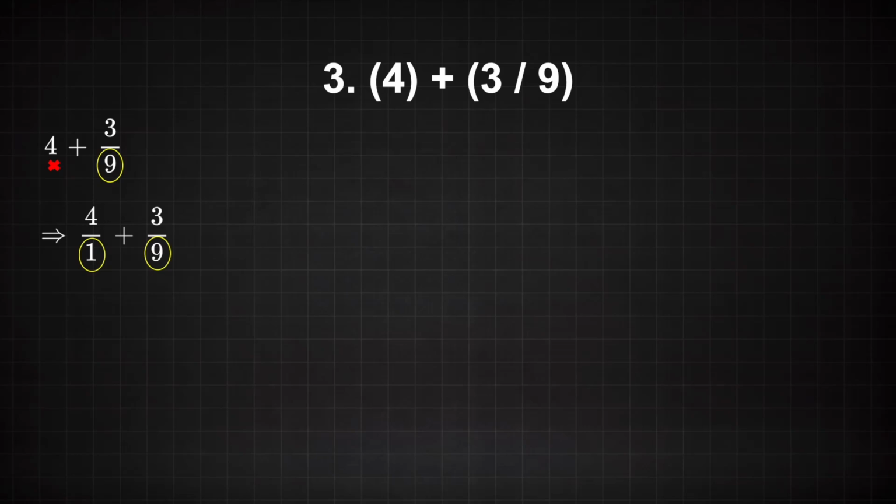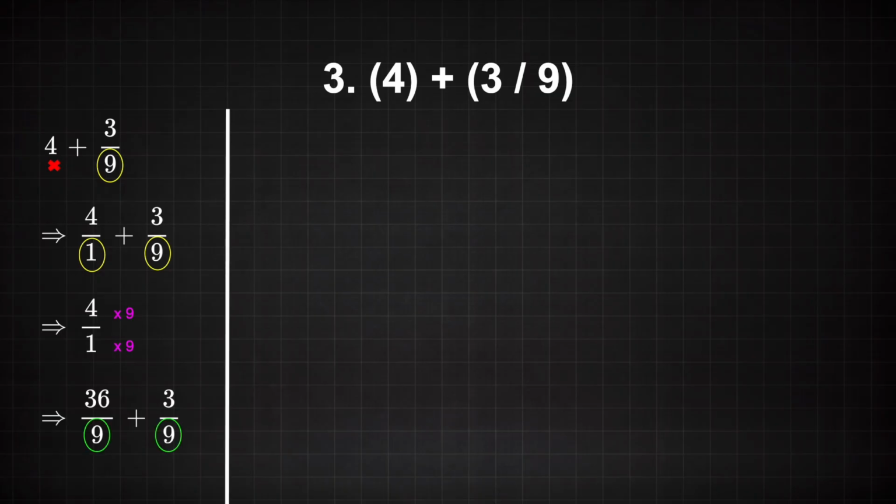In this case, you multiply the 1 in the 4 over 1 by 9. But when you do this, you must also do it to the numerator. Now this becomes 36 over 9 plus 3 over 9. Notice that they both share the same denominator. We can now perform the addition on the numerators, so our answer is 39 over 9.